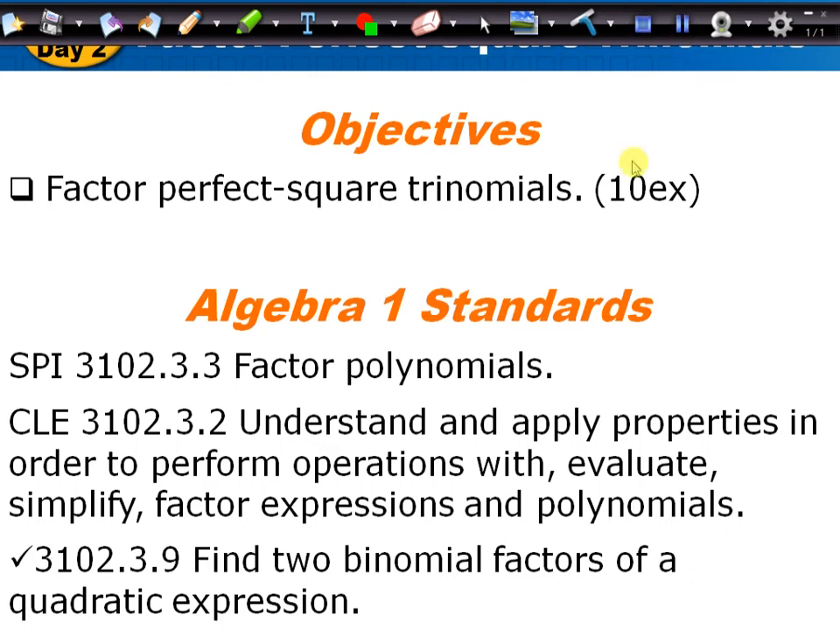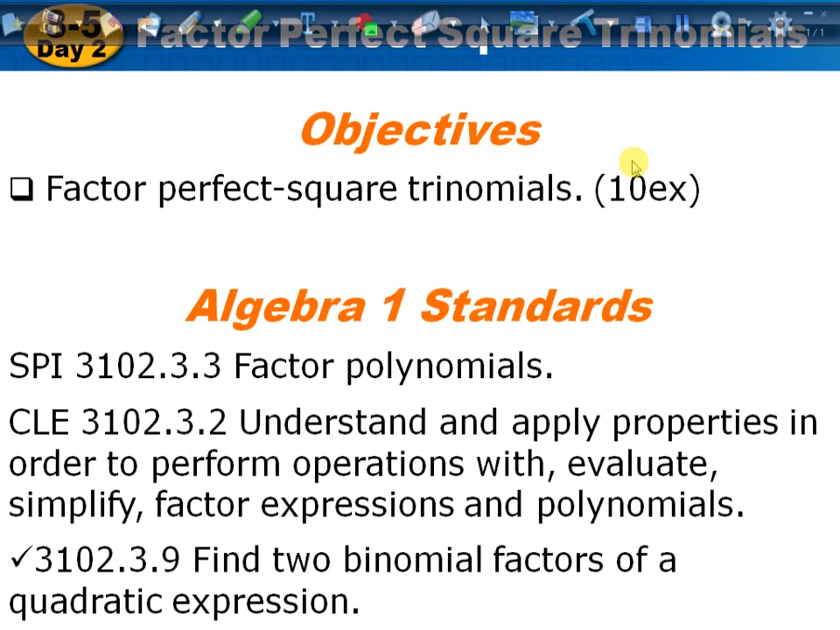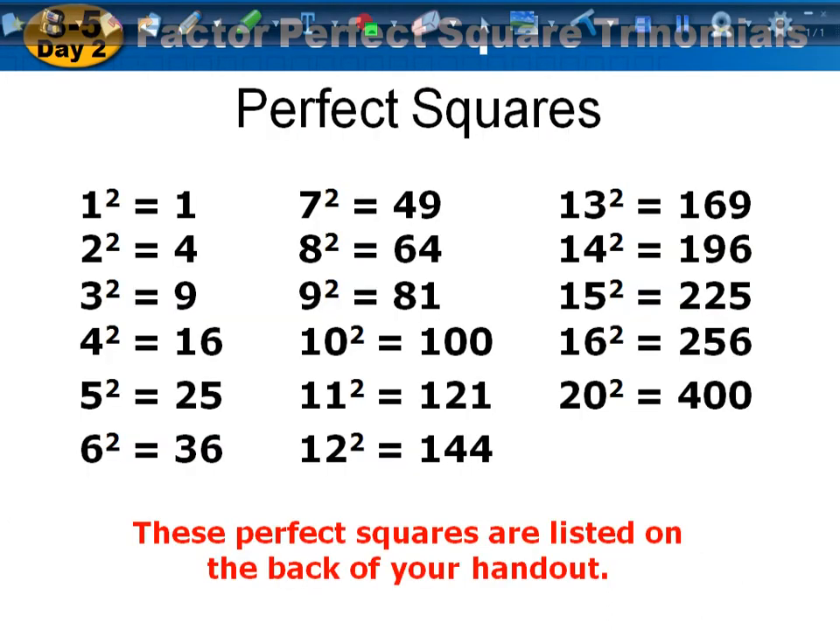Today's lesson is 8-5, day 2. Our objectives today are to factor perfect square trinomials. These are perfect squares. You do not have to write these down because they're on the handout that we gave you. So perfect squares would be 1, 4, 9, 16, 25, 36.